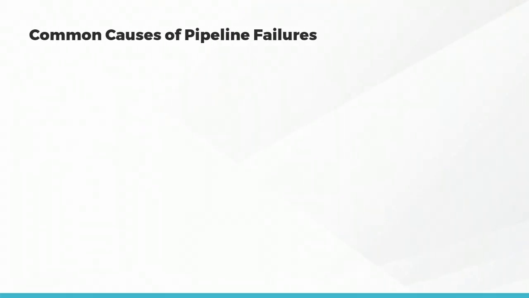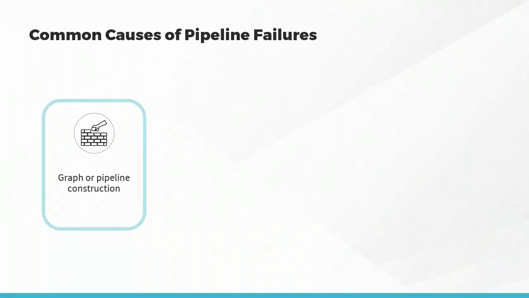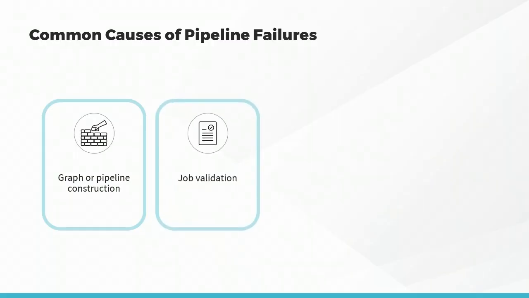Some common causes of pipeline failures that I've seen are graph or pipeline construction errors. These are errors that occur when Dataflow runs into a problem just building the graph of steps that compose your pipeline, which is what's described by your Apache Beam pipeline. You've also got errors in job validation. The Dataflow service validates any pipeline job that you launch, so any errors in that validation process can prevent your job from being successfully created or even executed.